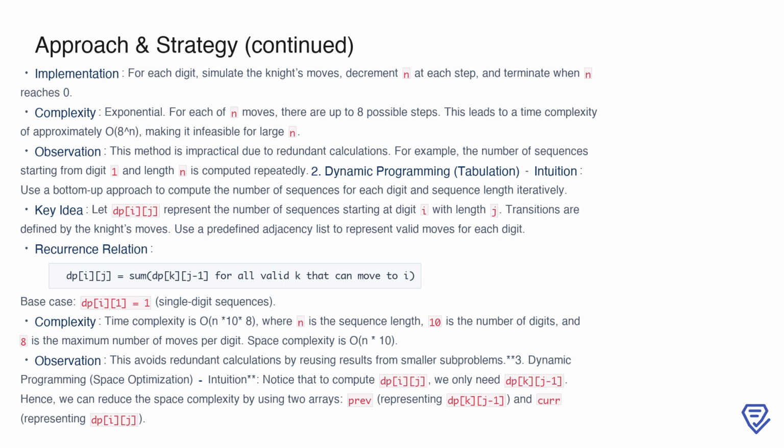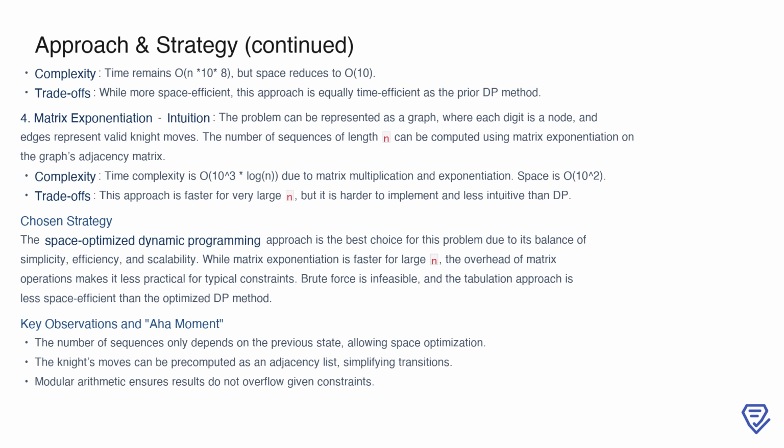This approach drastically reduces redundant calculations, resulting in a time complexity of O(n * 10 * 8) and a space complexity of O(n * 10), where 10 is the number of digits and 8 is the maximum number of moves per digit. Although tabulation-based dynamic programming is efficient in terms of time, it still requires significant memory to store the dp table for all sequence lengths.